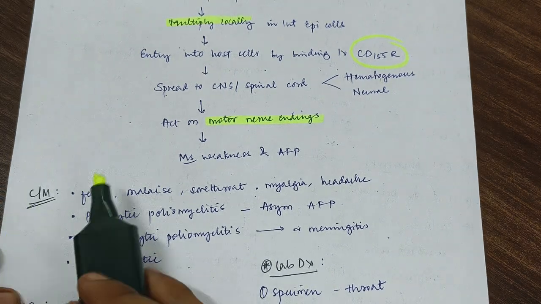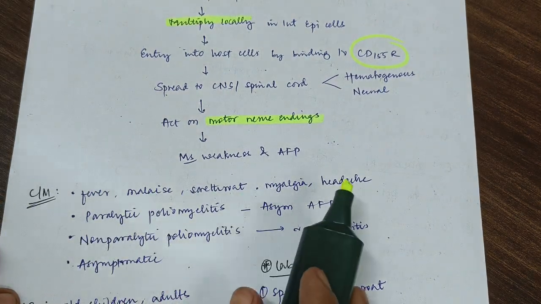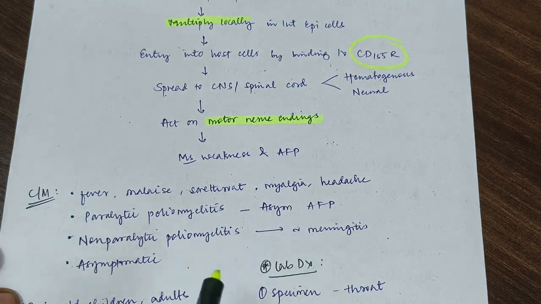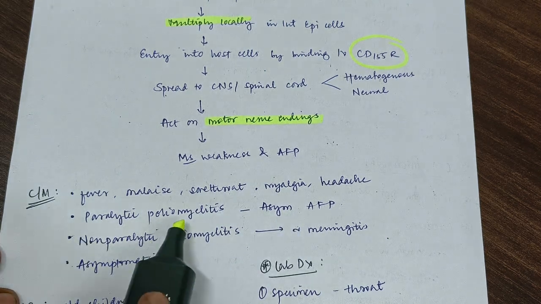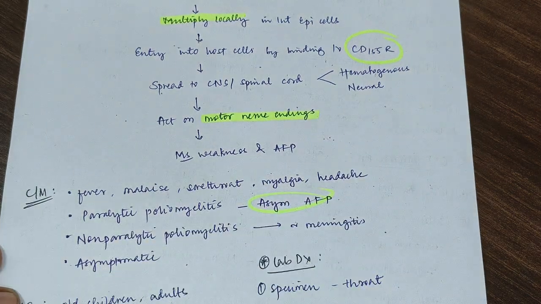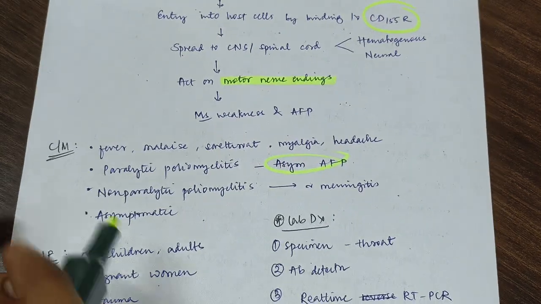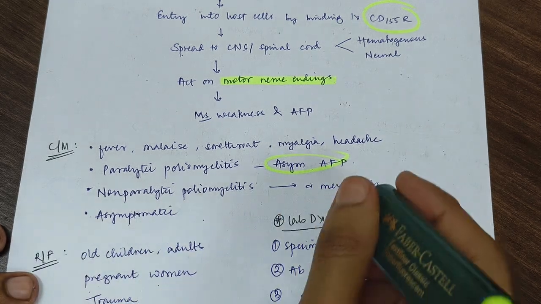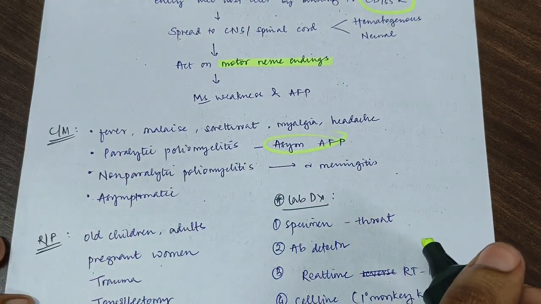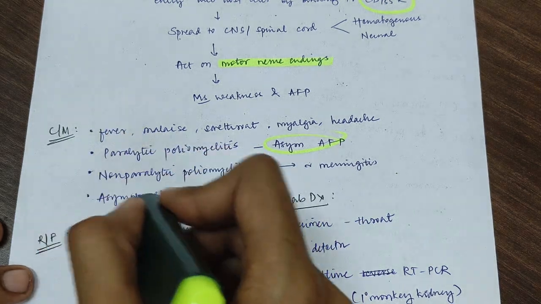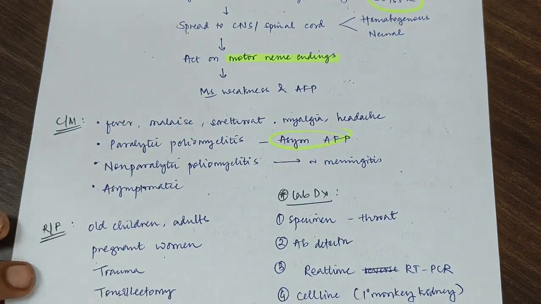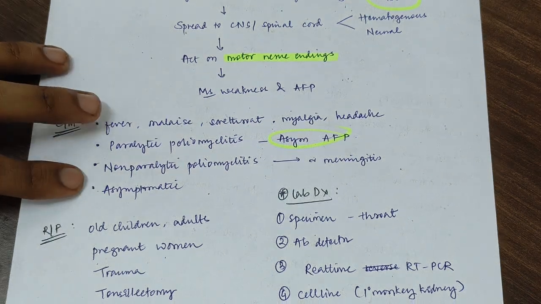Clinical features: fever, malaise, sore throat, myalgia, headache. I need not explain, it is common in case of any of the itis. Paralytic polio, that is less than 1% you are going to see, and it is asymmetric acute flaccid paralysis. Then non-paralytic poliomyelitis, it is similar to the presentation of meningitis, then asymptomatic in many of the cases. So here itself they are going to ask the 3-mark question of poliomyelitis clinical features. You are going to say the normal clinical features.